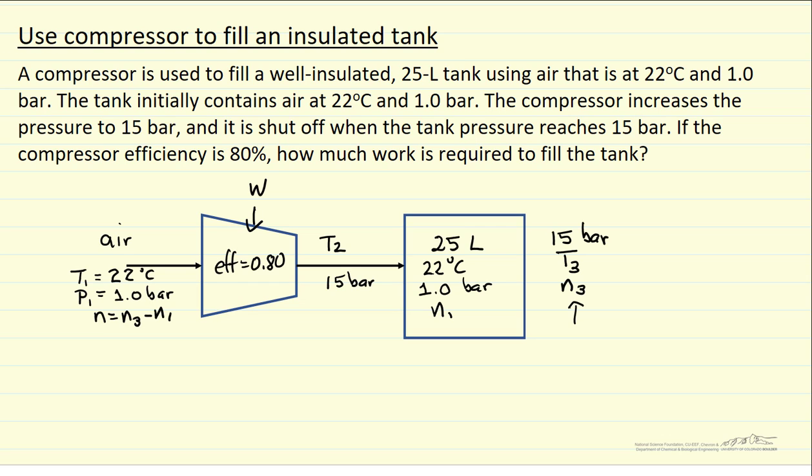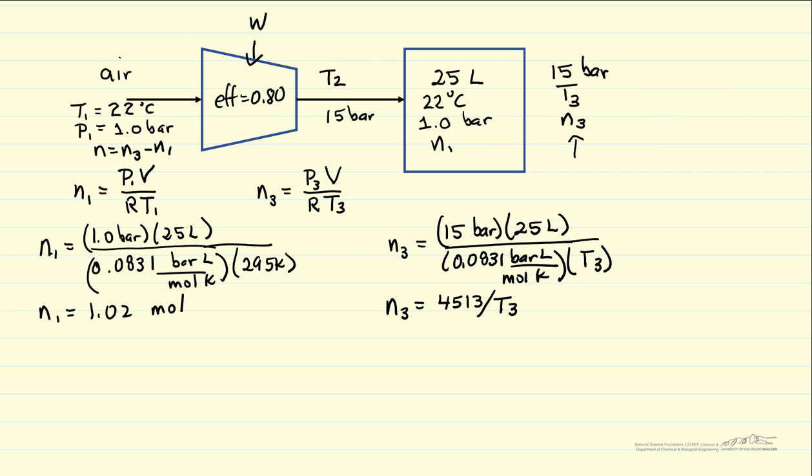So first, let's use the ideal gas law. The number of moles initially, N1, is pressure 1 times the volume of the tank over R and the temperature in the tank. We'll call that T1 since it's the same as the inlet temperature. And then when we're finished, N3 is pressure 3, which is 15 bar, times the volume, which is the same, over R and temperature 3, which we're going to have to solve for. So we now know the number of moles initially in the tank, and we have a relationship between the number of moles at the end in the tank and the temperature.